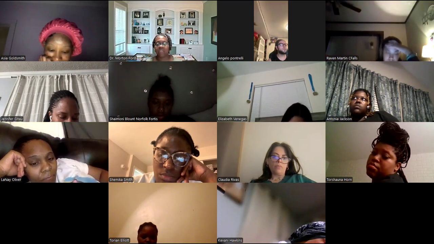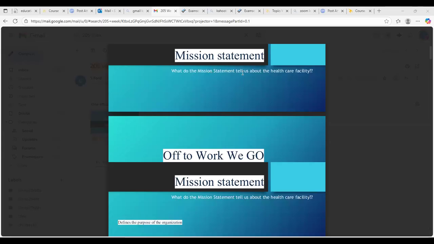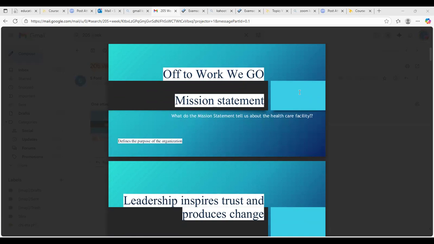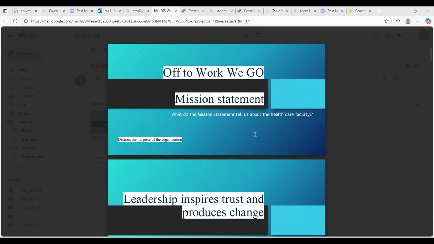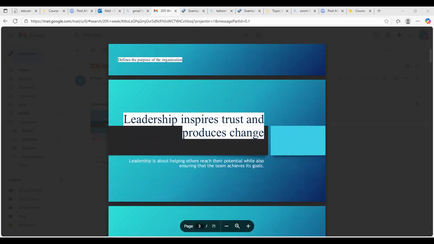Again, some of this is the same information, just looking at it in a different way. So the mission statement, what does the mission statement tell us about the healthcare facility? It's the place that people go to get whatever services they provide. It's that purpose, the why that organization exists. And leadership should inspire trust and produce change, even if something has gone wrong during the shift. If we're effective leaders, the team members will still come to you. They'll let you know the good, the bad, and the ugly.